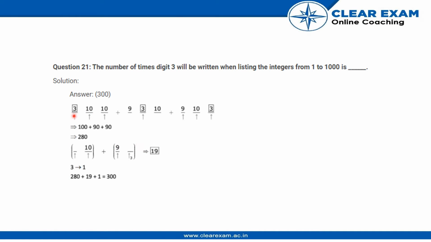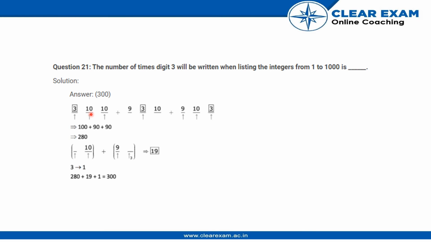Now for 3 digit numbers we have 3 in the hundreds place, that is from 300 to 399. Over here 3 is coming 100 times, so we have 100 times 3 for the hundreds place. Now moving on to the tens place we have 130, 131, 132, 133, like this 10 times 3. Now this 10 times 3 is from 100 to 200.